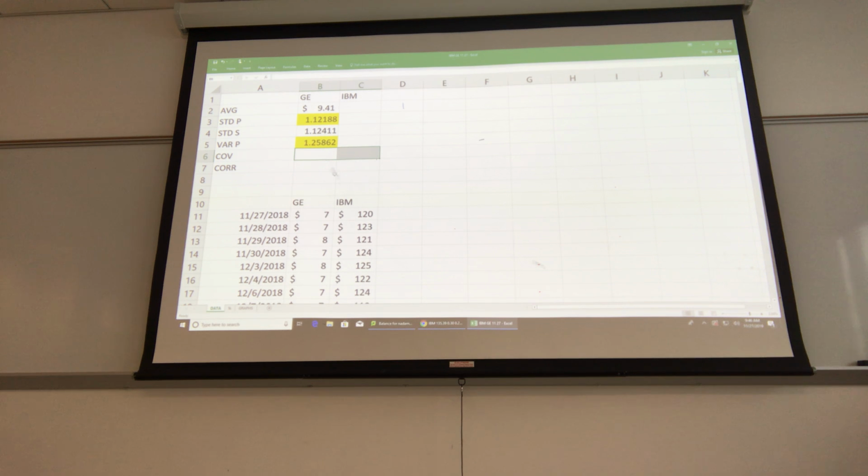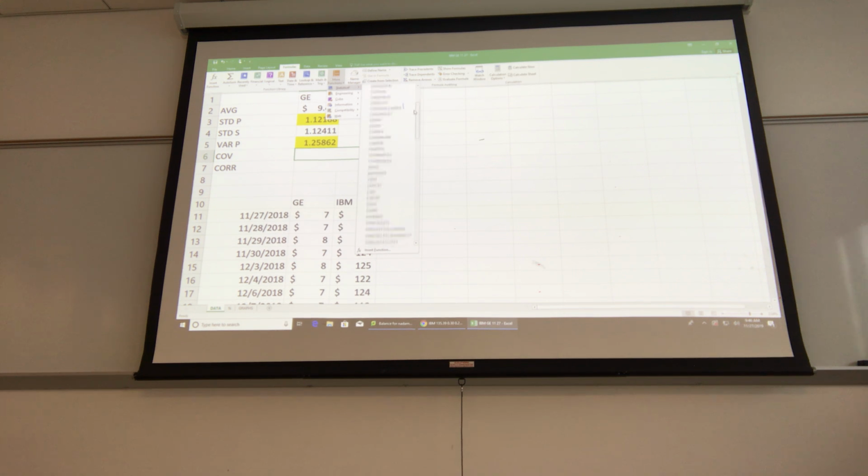Covariance is when two things are related. And when two things are related, I will put it for two things. Covariance and correlation is when two things are related. So I'll put them in a space that they will relate. General Electric and IBM. I'll go into the statistical formula. I will go on and find out what is covariance.